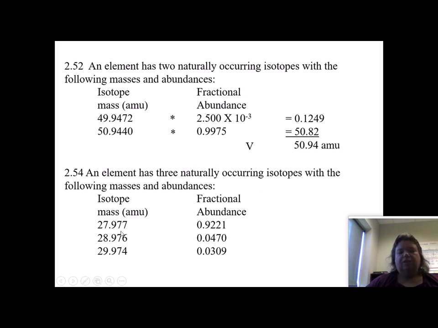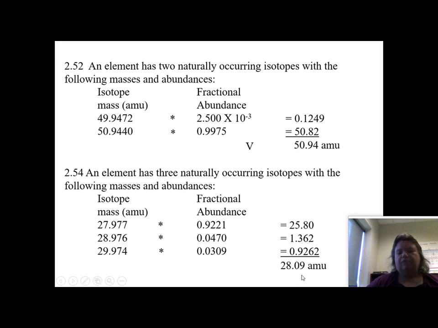I do the same process. 27.977 times the 0.9221 gives me 25.80. 28.976 times the 0.0470 gives me 1.362. And 29.974 times the 0.0309 gives me 0.9262. And then once I have all of these three numbers, I add them together, so 25.80 plus 1.362 plus 0.9262, and I get 28.09.